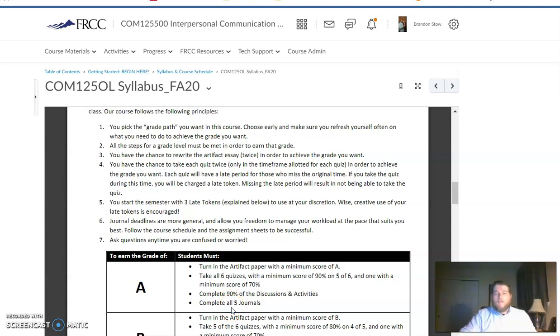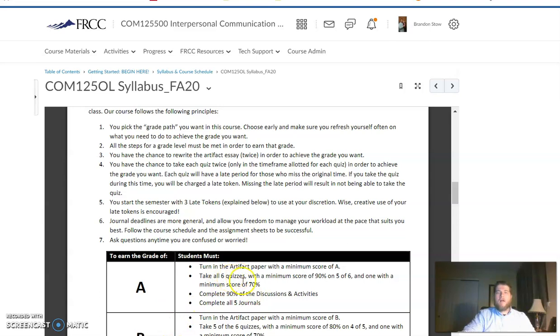So for pretend's sake, you turn in the artifact paper with a minimum score of A, check. Let's say you did that. You take all 6 quizzes with a minimum score of 90% on 5 of the 6, and one with a minimum score of 70%, check, you do that. You complete 90% of the discussion and the activities, check, but then you only do 4 of the 5 journals, that's not an A, that's a B, okay? Want to make sure that's clear.